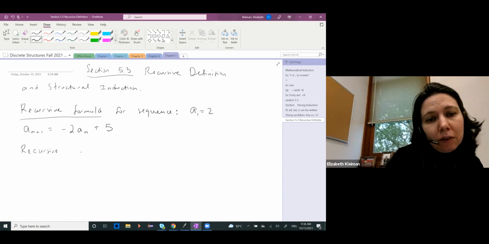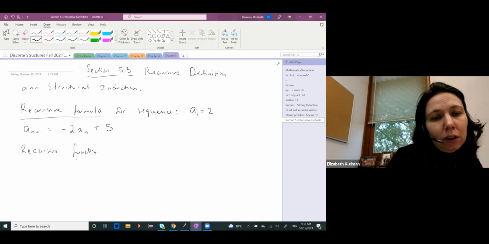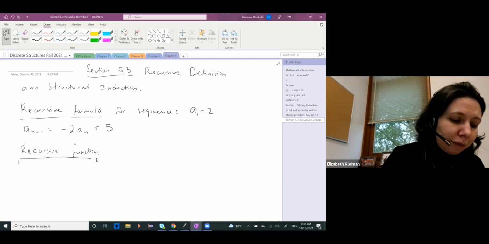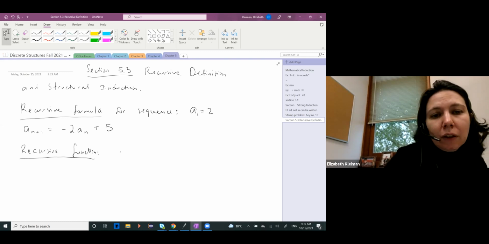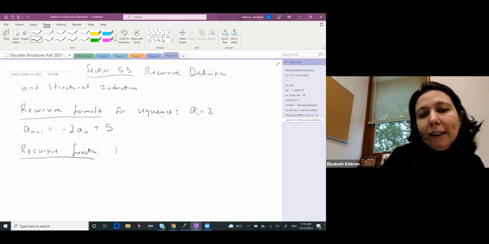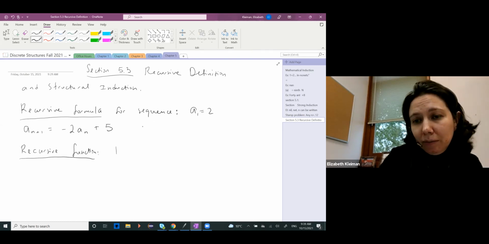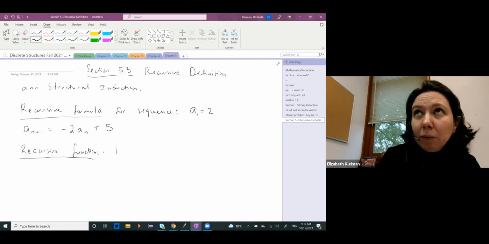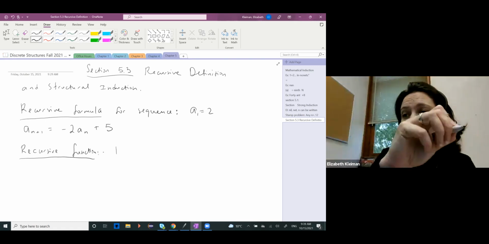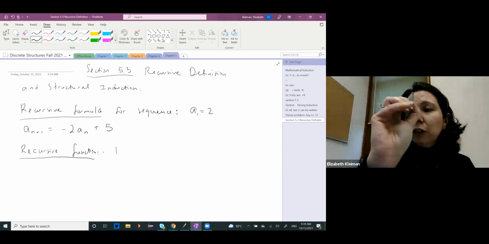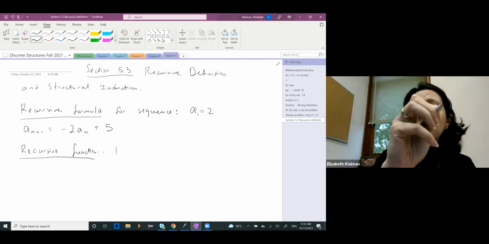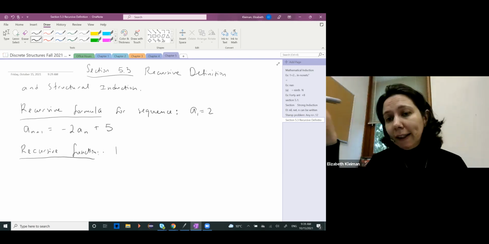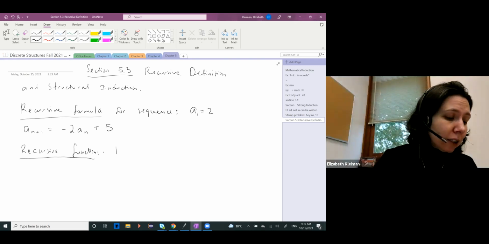Recursive function. And again, a sequence is also a function, correct? But it's for natural numbers. You only plug in for sequence numbers, like you have element 1, 2, 3. So it's kind of like plugging in f of 1, f of 2, f of 3, correct? So f of 1 is the first element, f of 2 is the second element, and so on.